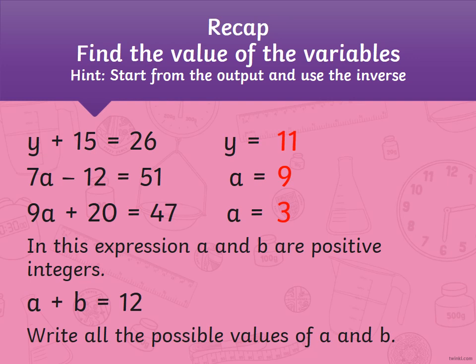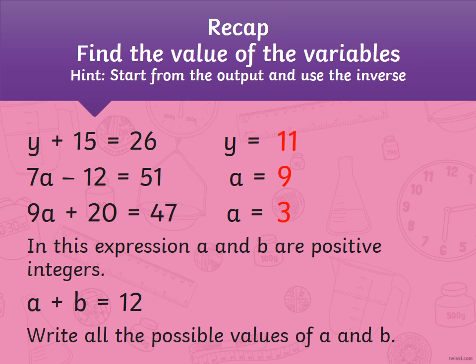Now in the one at the bottom, it says in this expression, a and b are positive integers. So we've got a plus b equals 12. That means they're positive numbers. So write all the possible values of a and b.